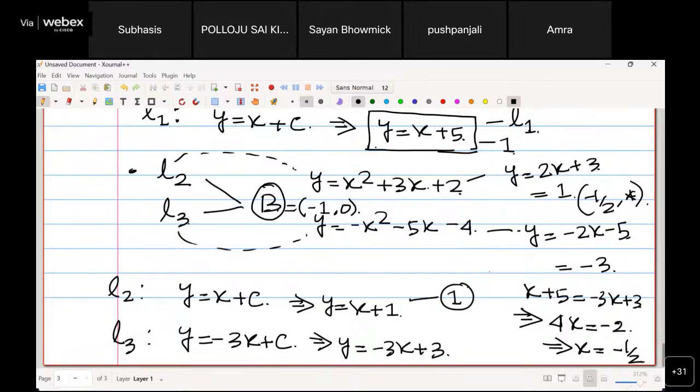L2 and L3 are intersecting at (-1, 0). This is correct, because they pass through the point B, which is (-1, 0). So what about the last option? L2 and L3 are parallel. This is also incorrect, because L2 and L3 have different slopes, so they can't be parallel.